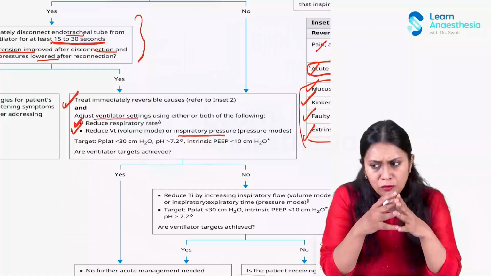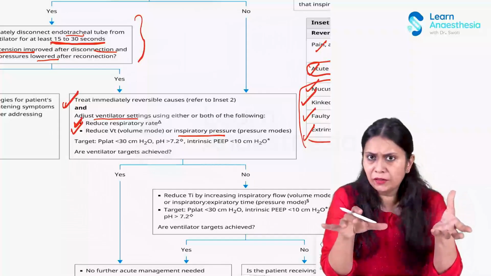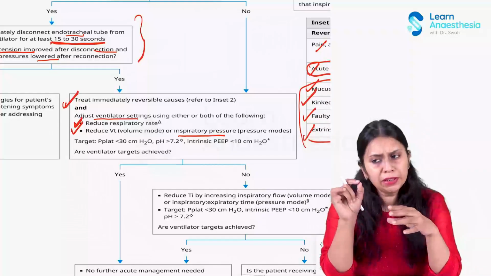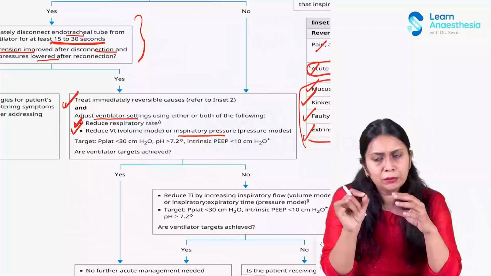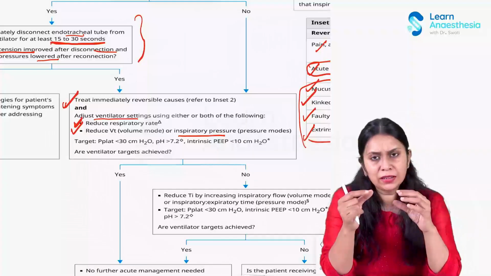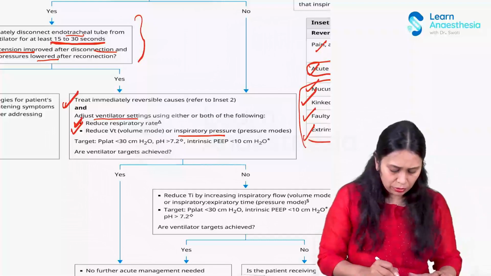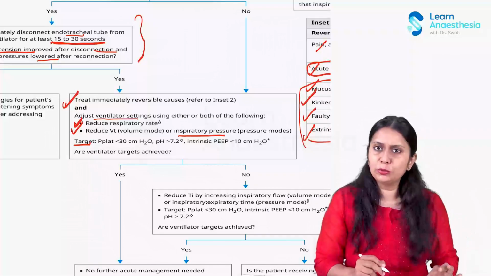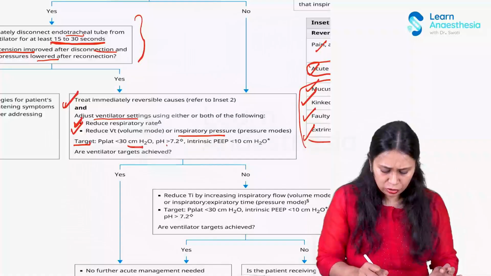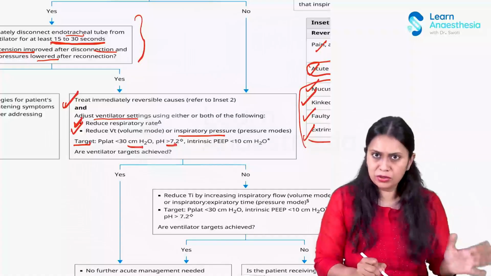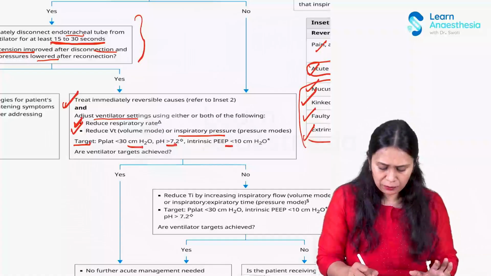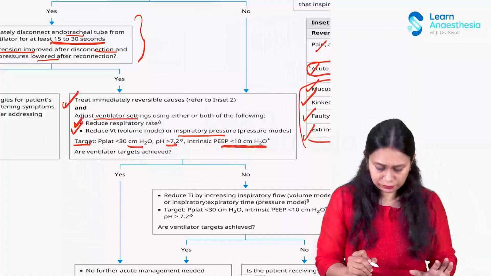Now remember, if the patient is on volume control mode, we will decrease the tidal volume. If the patient is on pressure control mode, we will decrease the pressure we have set, to decrease the tidal volume being achieved by the patient. Okay. Now the target is that plateau pressure should be below 30, pH should be above 7.2, acidosis should not develop, and intrinsic PEEP should be less than 10.